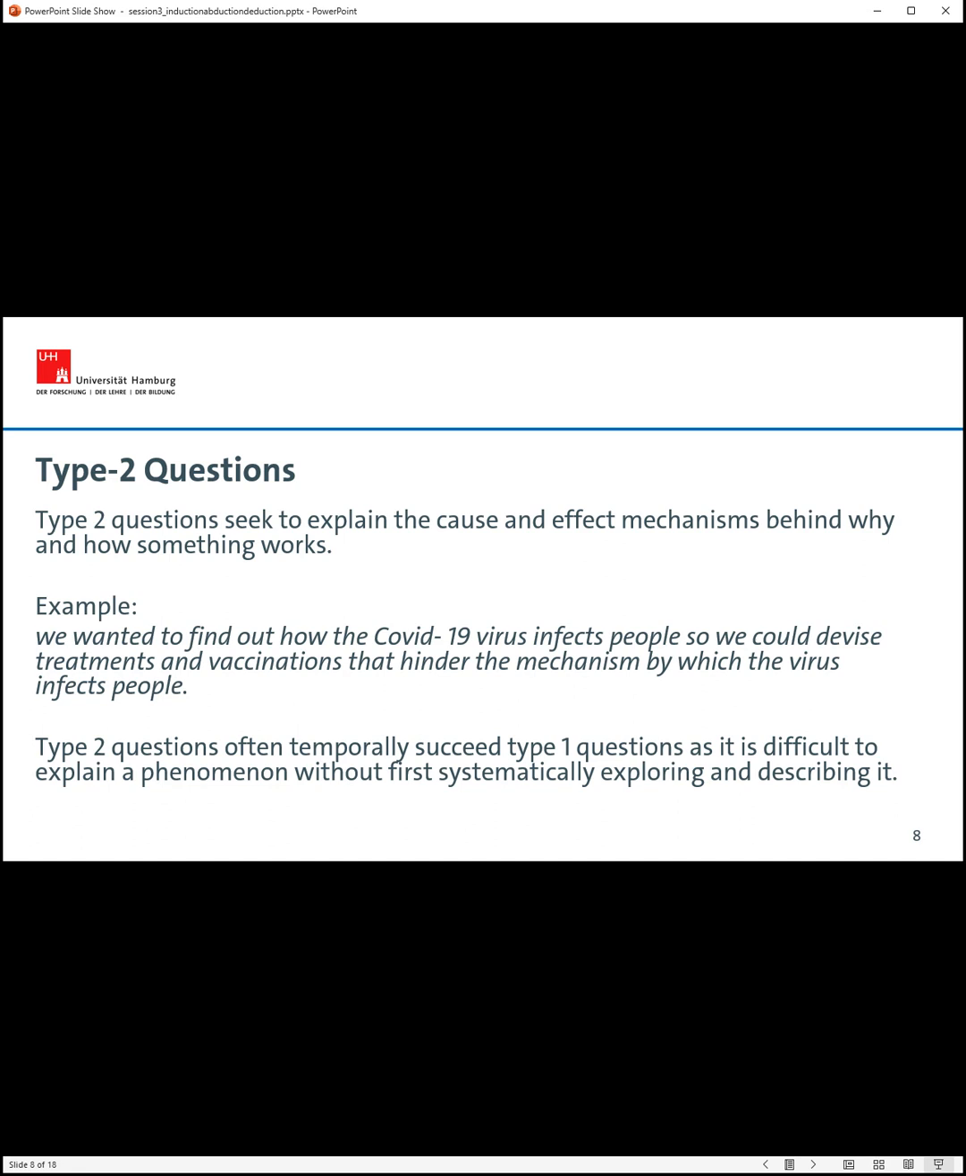What this example also shows is that very often type 2 questions temporally succeed, that means follow, type 1 questions. It's very difficult to explain a phenomenon without first systematically exploring and describing it. So normally in a situation where we have something new to the world, we start with what, when, where questions, type 1 questions, to describe it as well as possible. And then we move to type 2 questions that explore how exactly something works.